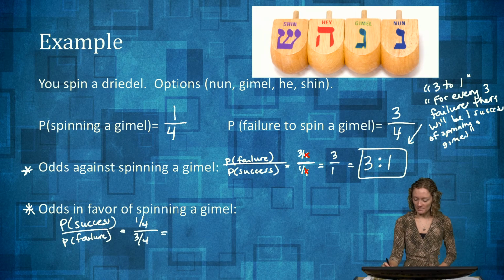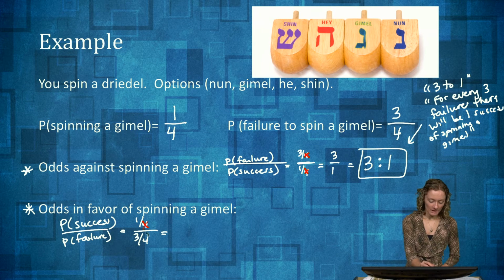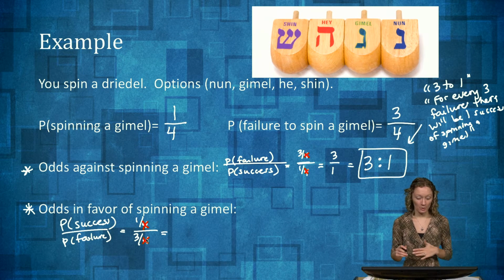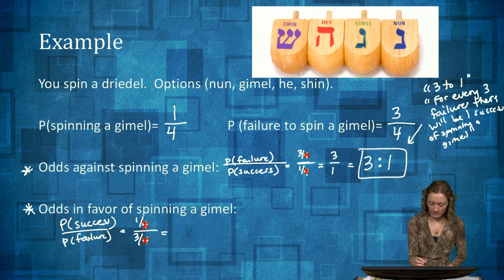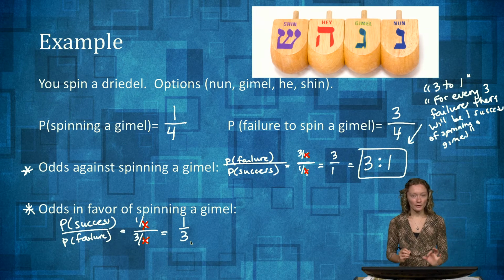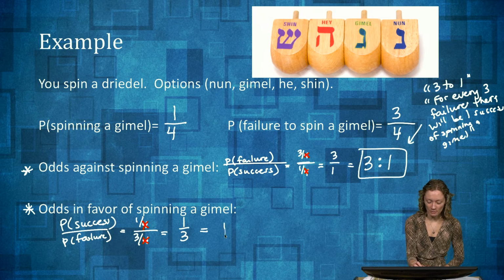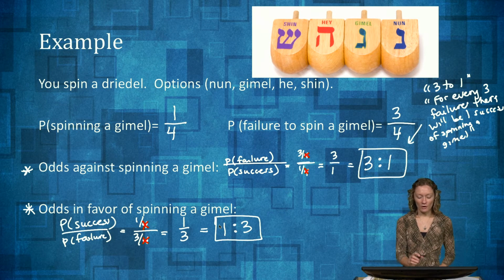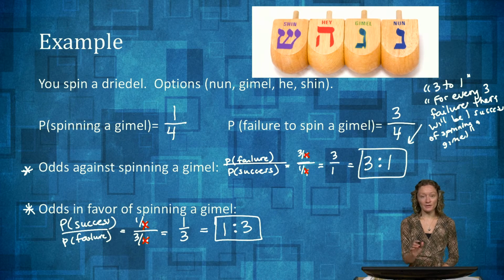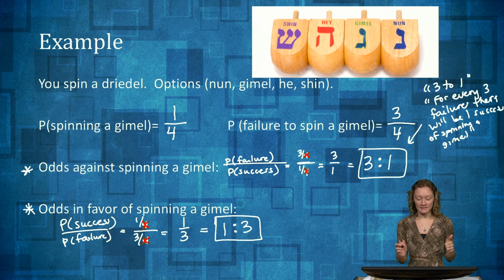We simplify. The denominators cancel. They're always the same. They will always cancel out. We have 1 over 3. There's nothing left to simplify, so we put our final presentation of odds. Top number first, bottom number second, 1 to 3. This says, for every 1 success of spinning a gimel, there will be 3 failures of spinning a gimel. You might be noticing that the two numbers are the same, just reversed. And so you're wondering, is that the case every time? And it is. It's just a matter of both numbers saying the same information.